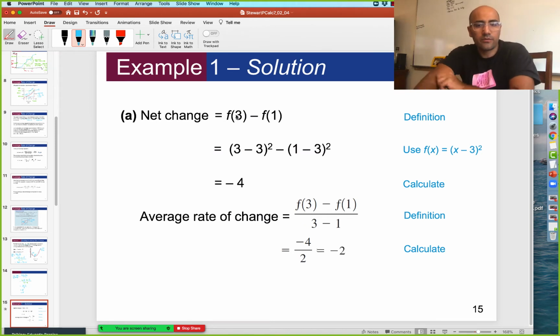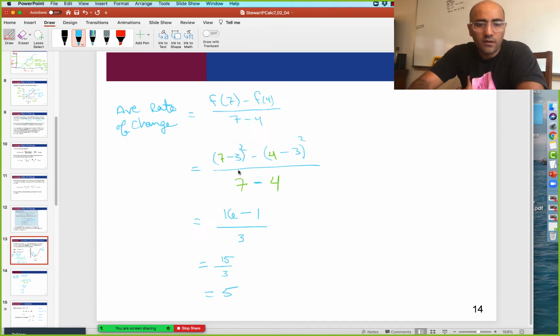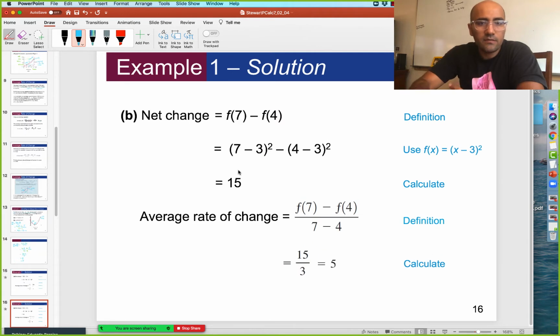Okay, so this is what the author wrote. For the first one, f of 3 minus f of 1 is negative 4, and then the average rate of change would be f of 3 minus f of 1 all over 3 minus 1. So we get the same answer that the author wrote. So that's where we got this over here. And then for part B, f of 7 minus f of 1, same thing. We end up with a 15 in the numerator divided by 3, so we get a 5.